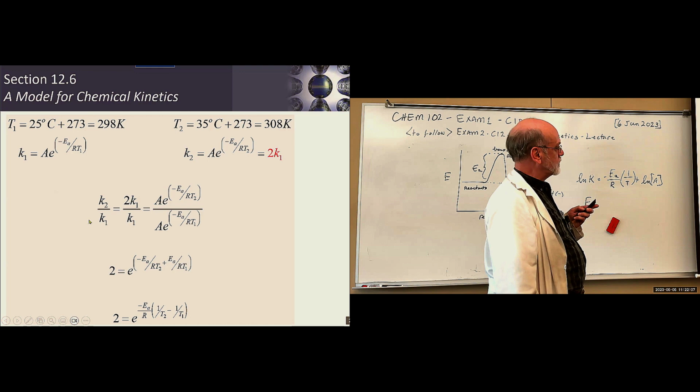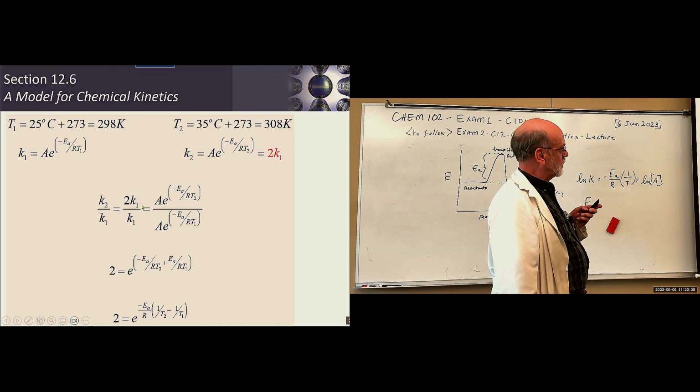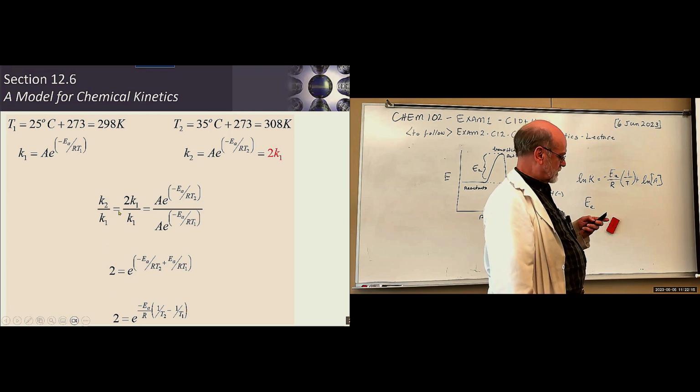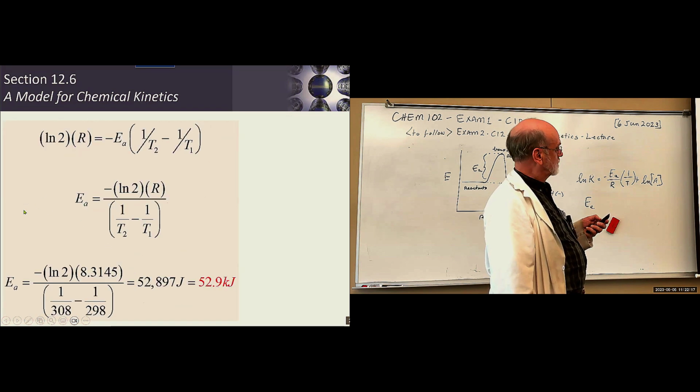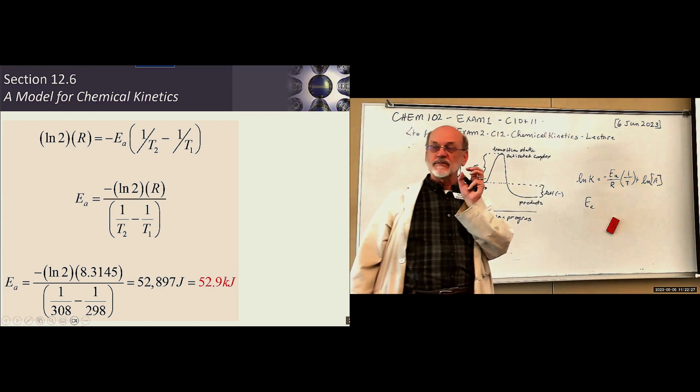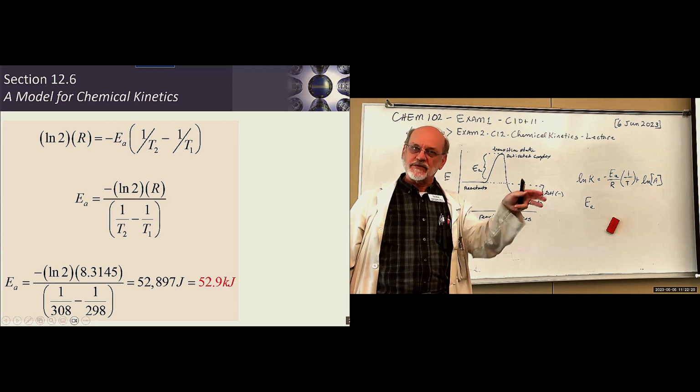So we ratio the 2, and then we ratio their equivalents, and then we just follow the calculation all the way down and determine the E sub A. And the E sub A would have to be 52.9 kilojoules in order for that rule of thumb to work between 25 and 35 degrees.